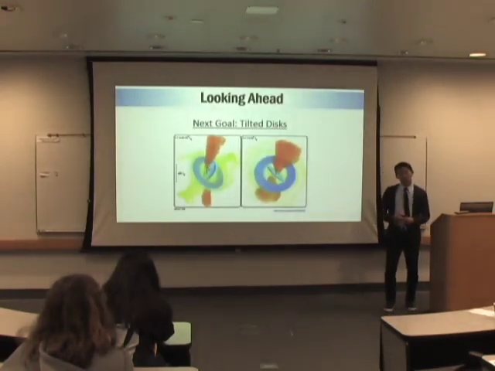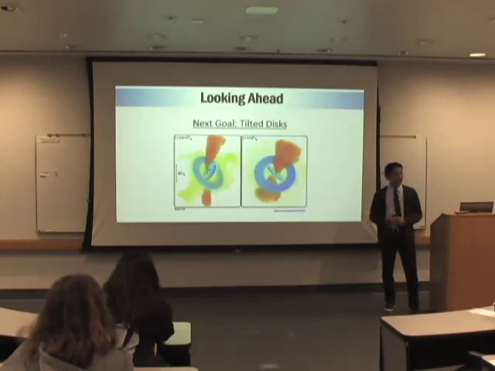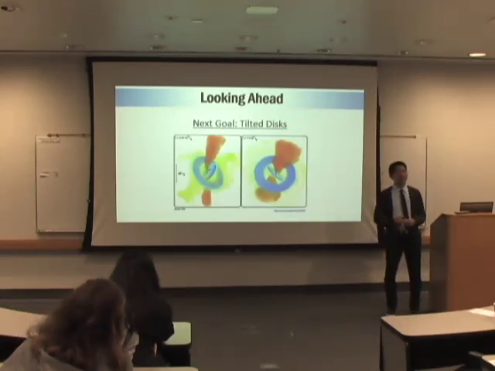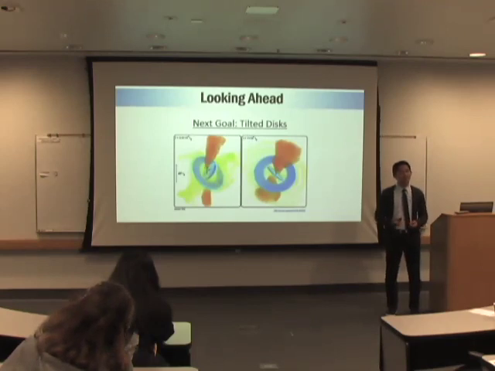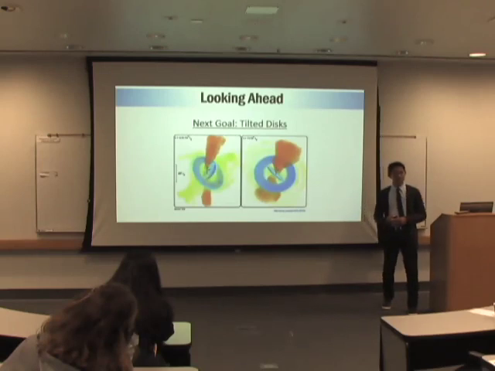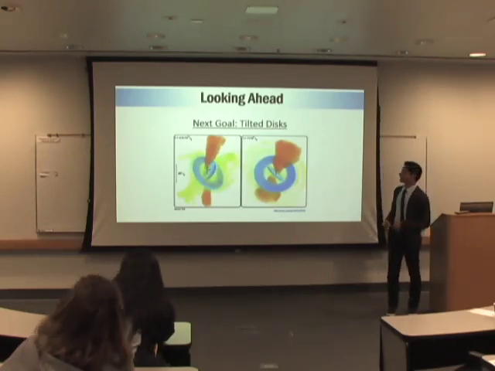However, looking ahead, we hope to look at tilted accretion disks. This is very important because there is a lot of evidence that the tilt of the accretion disk might actually be what is responsible for these modes, and they might survive whatever turbulence shredding is occurring there. So this is a very interesting avenue to explore next.